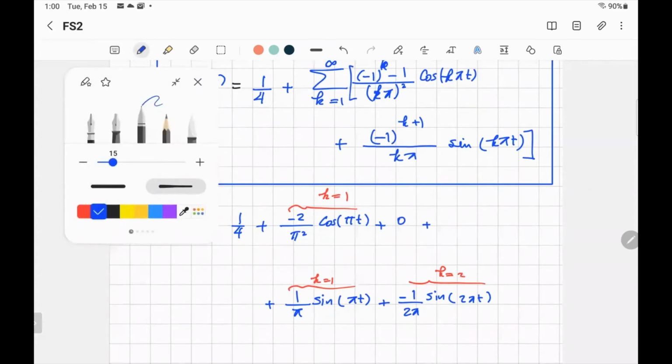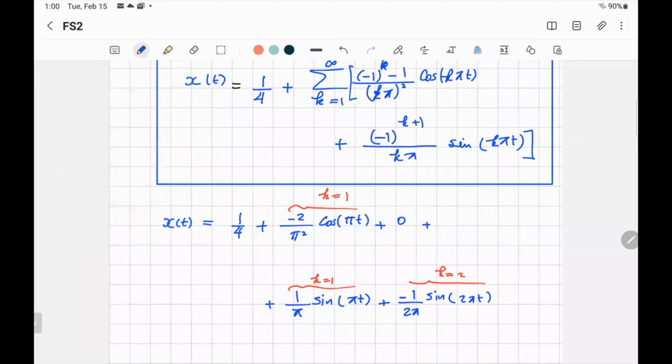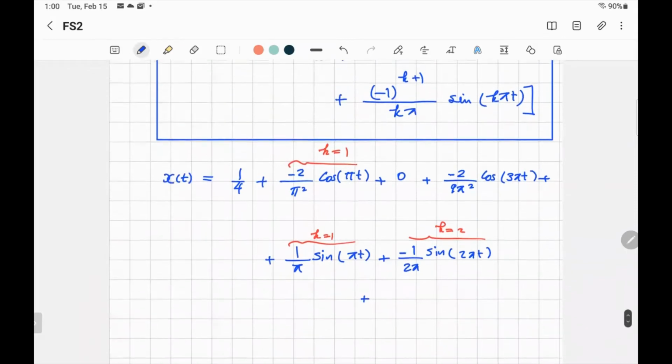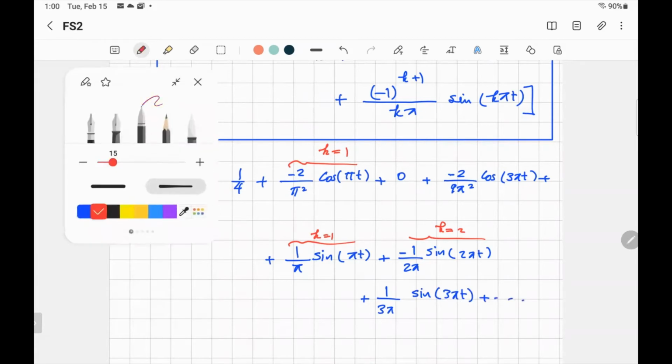When you have k equal 3, what will you get in the top? K equal 3, you will have negative 2 over 3 times 3 pi, that's 9 pi square, cosine 3 pi t. When I go for the other term, the sine, k is equal 3 plus 1 is equal to 4, to be positive. And you have 3 pi, and you have sine 3 pi t, and so on. That's what we got when k equal 3.